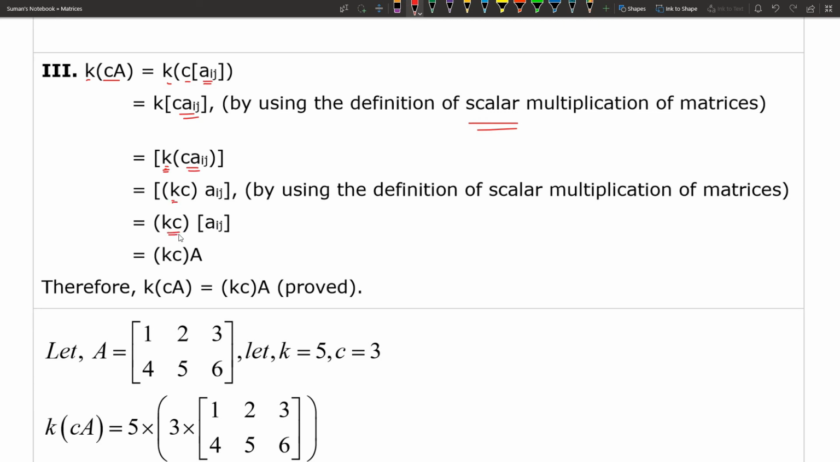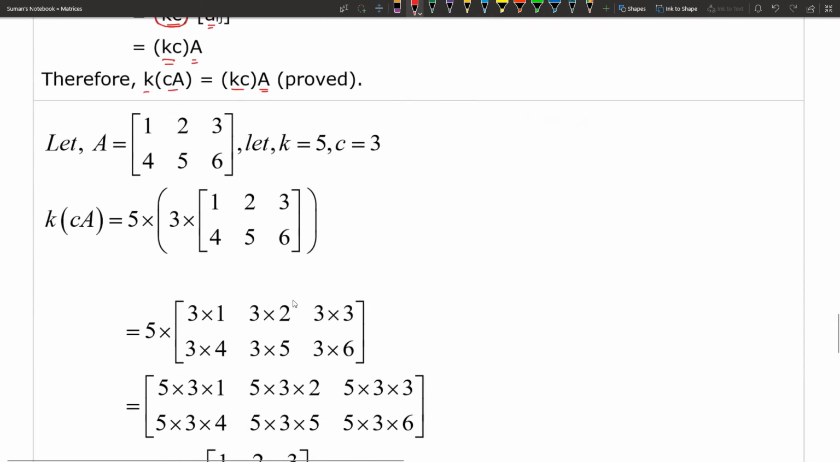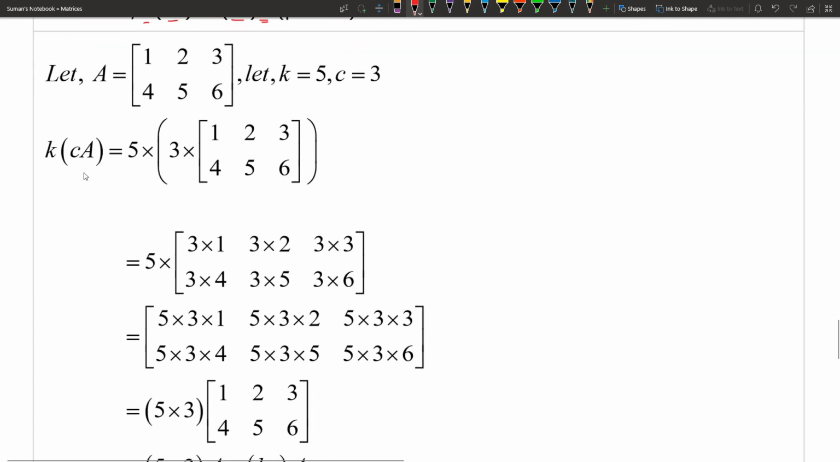Now after that we can take common the value KC from the Aij, that means each and every element of the matrix. Then we are getting KC into A. So we can say K into Ca is equal to KC into A. Let's check the property with a problem. Let we have a matrix A, that is 1, 2, 3, 4, 5, 6. Let K is equal to 5, C is equal to 3.